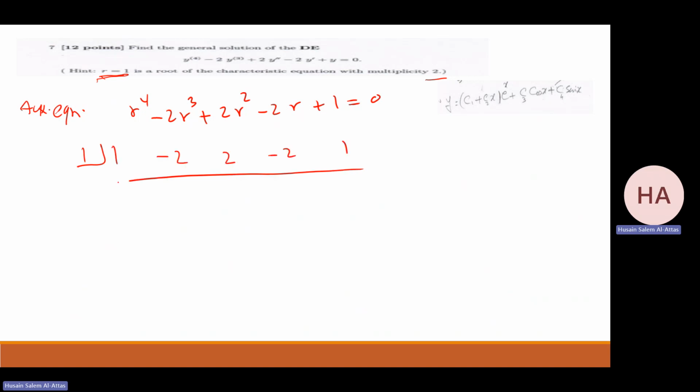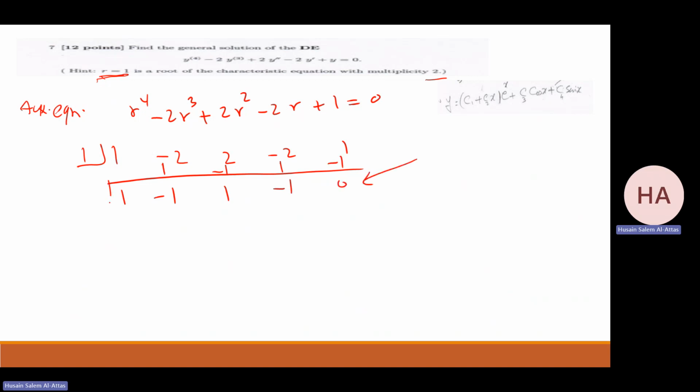Find the general solution of this. He gave me a hint: it has a root r equal to 1 of multiplicity 2. Okay, that's good. So I have the auxiliary equation r to the power 4 minus 2r cubed plus 2r squared minus 2r plus 1 equals 0. So you know that r equal 1 has multiplicity 2. So I'll do the synthetic division 2 times for 1. I have 1, minus 2, 2, minus 2, 1. 1, 1, minus 1, minus 1. 1, minus 1, minus 1, 0.